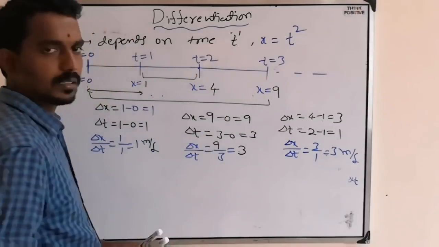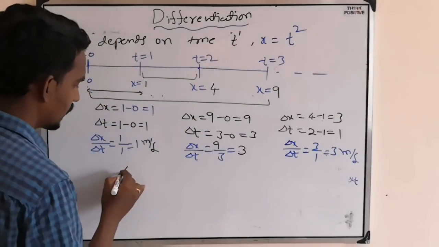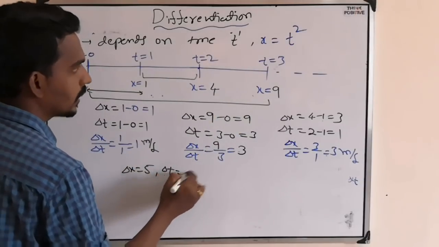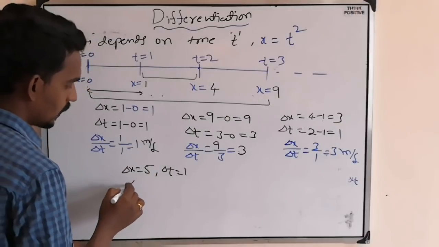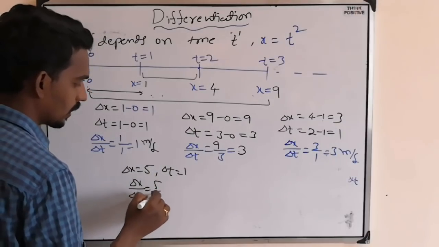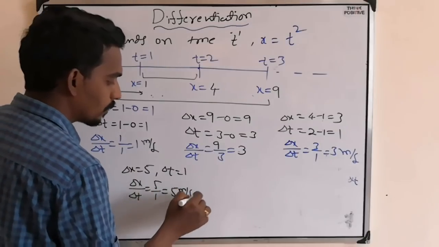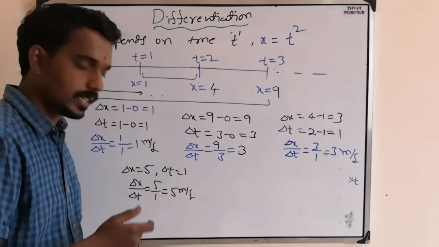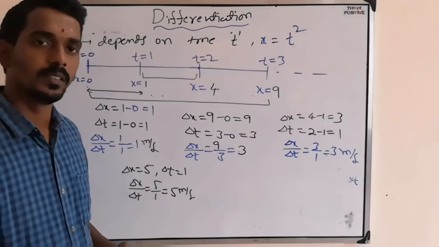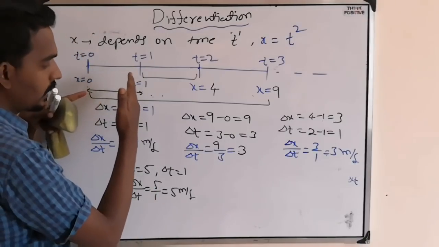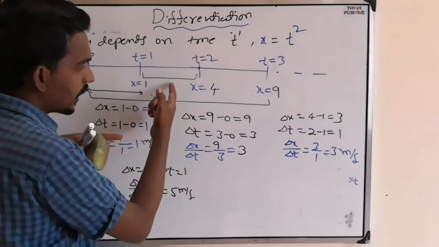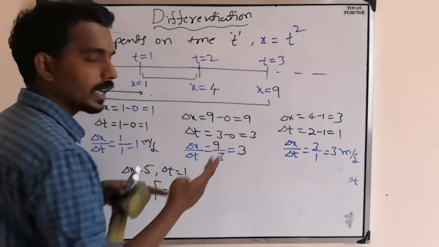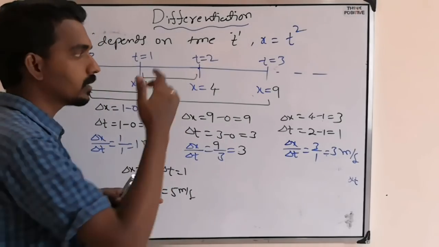Now you take third second. 2 to 3. Delta x is 9 minus 4, 5. Delta t 3 minus 2, 1. Then delta x by delta t, 5 by 1, 5 meter per second. Next in third second, the change in x is 5 meter in 1 second. So, in first second, x increased by 1. In second second, x increased by 3. Duration is same. In third second, x increased by 5. Duration is same.